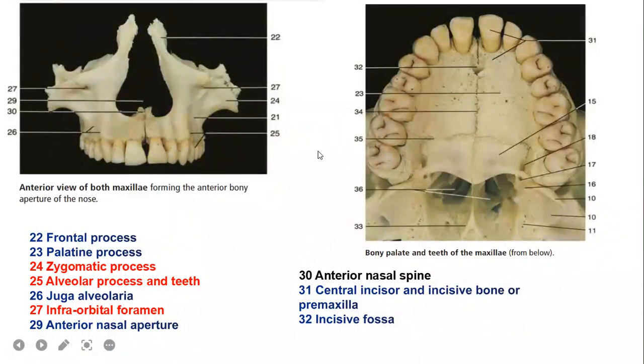Then we can move to other parts of the same bone, which is the maxillae. The part labeled 31 is the central incisor, or incisive bone, or premaxillae. The part labeled 32 is the incisive fossa or the incisive foramen. So this is the whole structure of this bone, which is the maxillae.